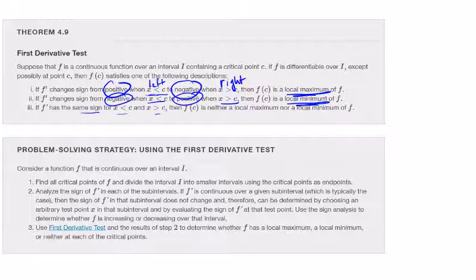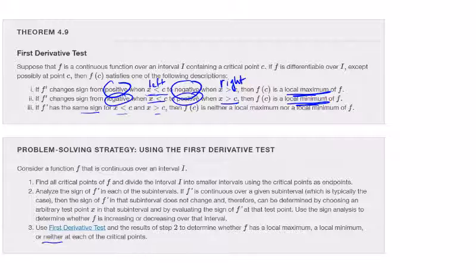All right, so then we'd analyze the sign just like we just talked about a minute ago, and then we determine based on this whether we have a maximum, minimum, or neither at each of the critical points. All right, so that's the first derivative test. So we'll try that out.